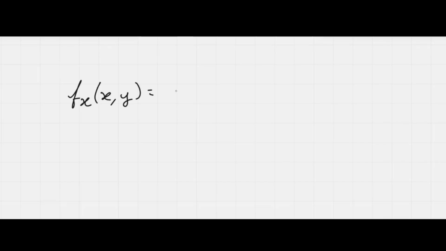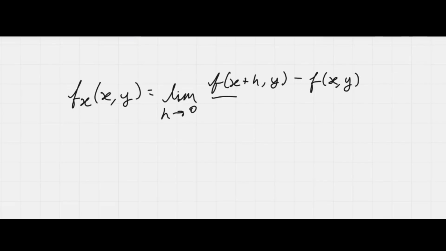And so we define the partial derivative, at least in limit terminology, as just being the limit as h goes to 0, where we're trying to find the limit of f of x plus h, comma y, minus the original function f of x, y, all of that over h, because we're trying to find the rate of change.